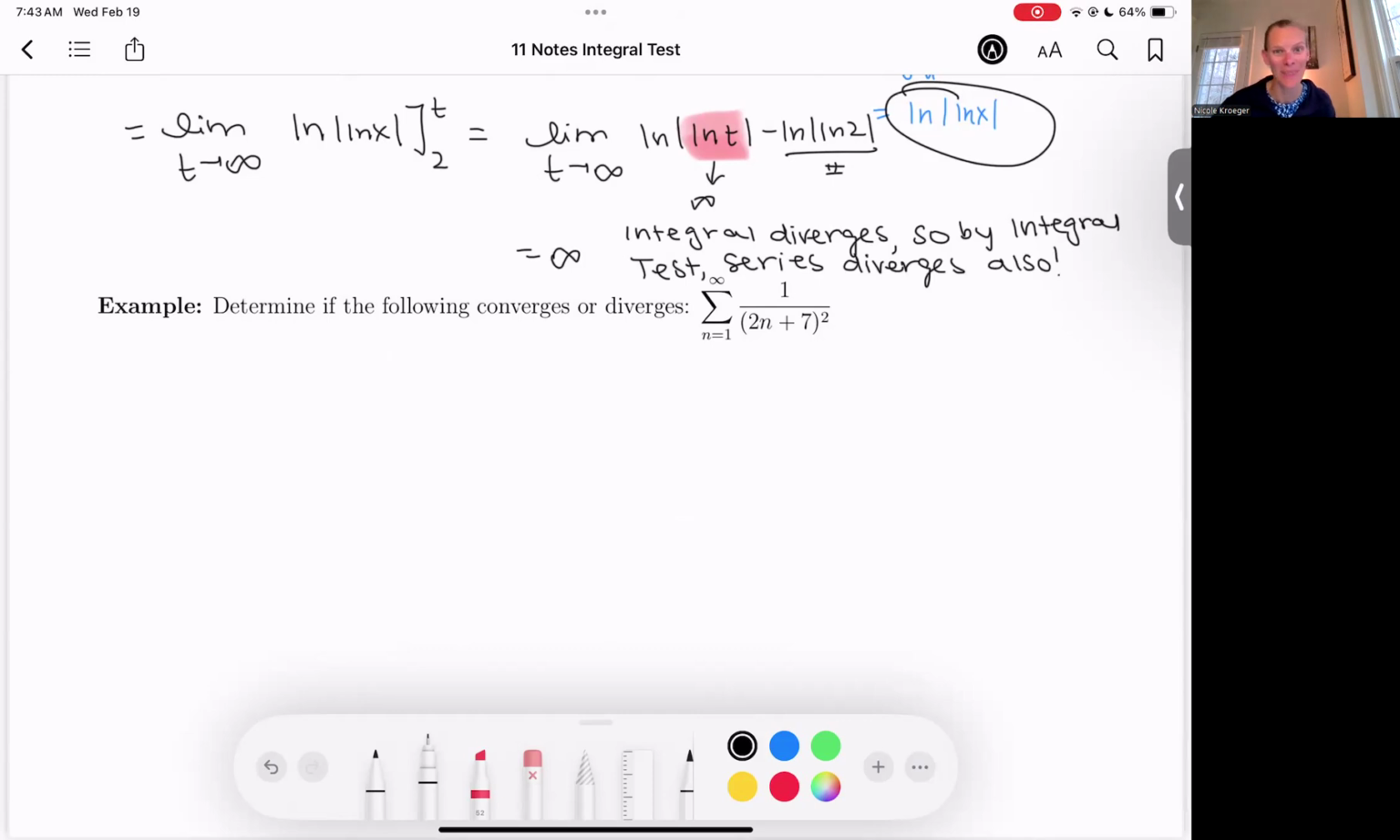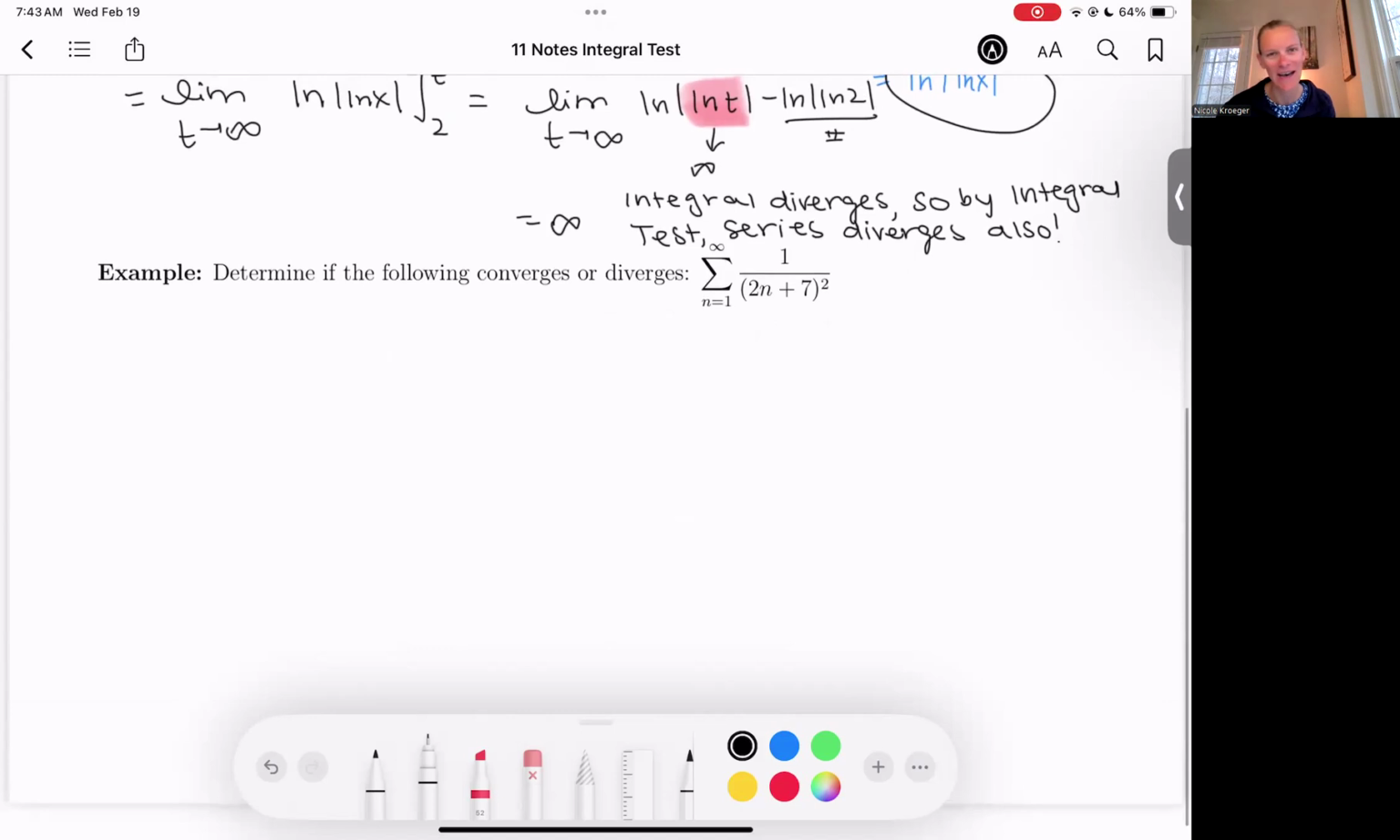Okay, so there was a lot there. Try this next example and see how far you can get. Stop here and then start listening to me again once you've tried it on your own. We'll try the integral test on this one again.